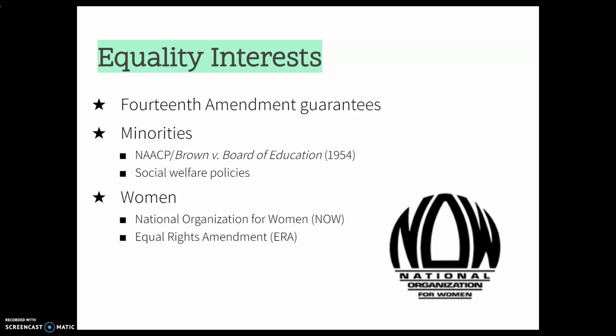For women, one of the big interest groups that represents women is NOW, the National Organization for Women. Their top priority has been for a long time now getting the Equal Rights Amendment passed and added to the Constitution, which would guarantee the constitutional, political, and legal equality of men and women.